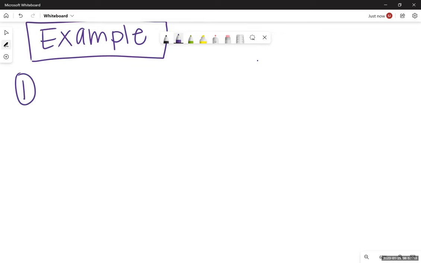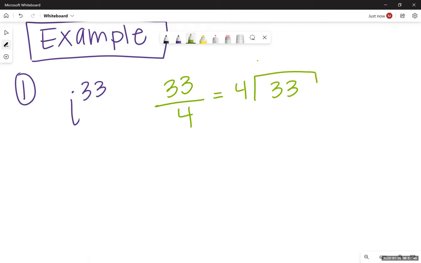Okay, so the first example: if I was to ask you what is i to the 33rd power? I know that there's a lot of these on the homework and a few of these on the review, and there's usually 2 to 4 of these on the test, okay? Instead of doing i times i times i, you are going to take the power that they give you and divide it by 4. I've always written it like that, and then I wrote it in the regular Euclidean division. If I do that, I notice that 4 times 8 is 32. 33 minus 32 is 1. This is your remainder.